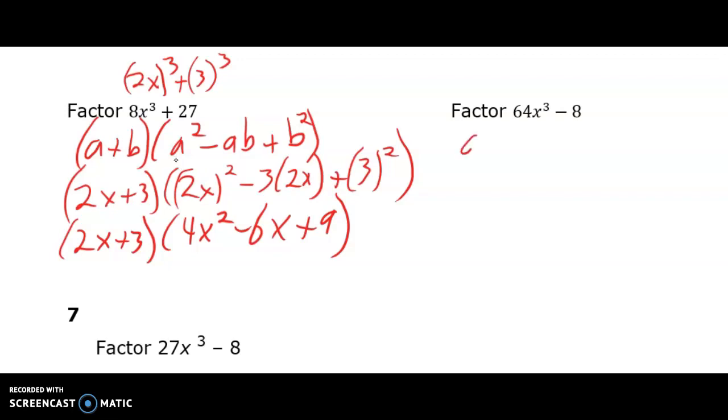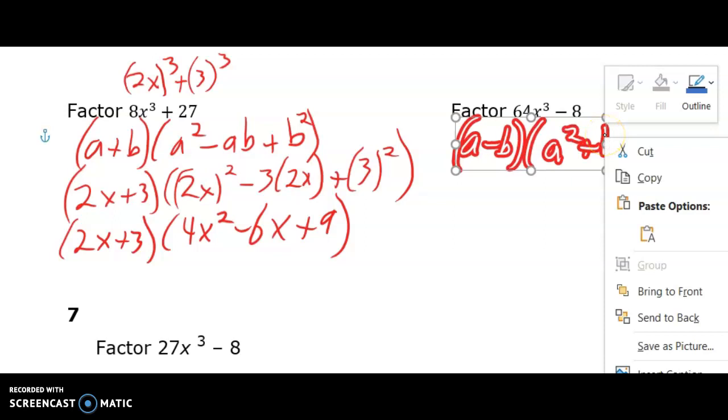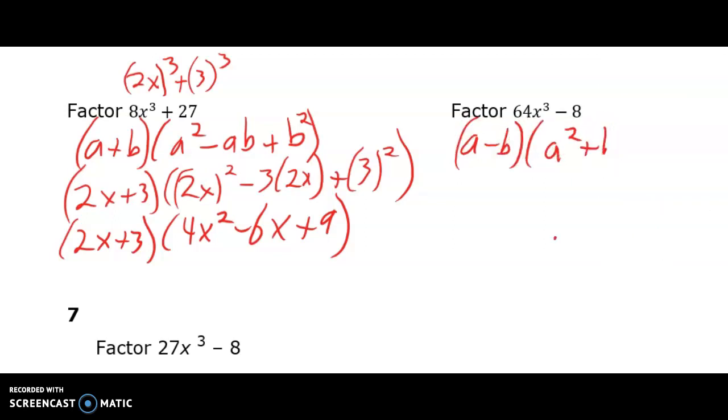So it's a minus b, a squared plus ab. Let me write that correctly. Plus b squared. See the difference in the formulas? Okay, we still have to figure out what's cube root of 64. So this is 4x cubed. So 4x is a minus 2 cubed. So 2 is b. We just plug those values in.